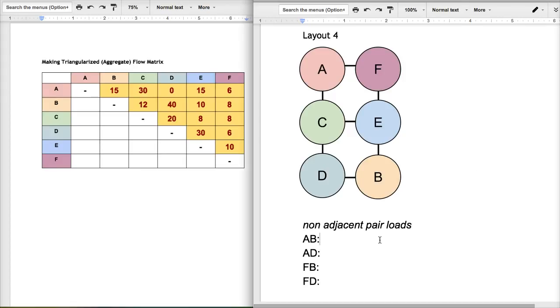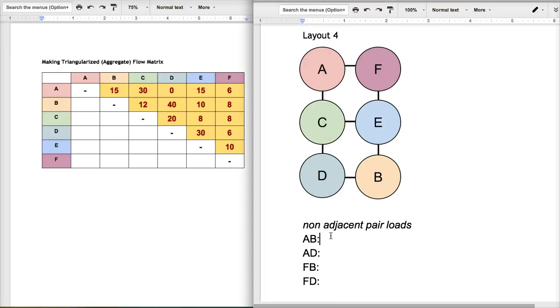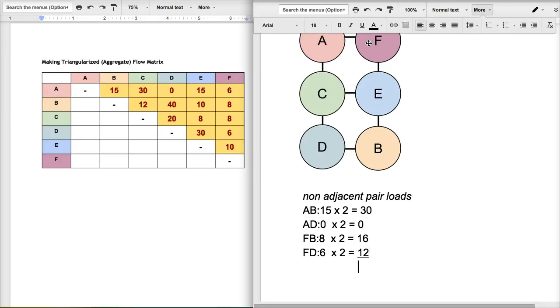And so, summing up the traffic between each of those pairs, taking these numbers from my triangularized flow matrix, I've got A and B is 15, A and D is 0, F and B is 8, F and D is 6. All of those non-adjacent pairs are 2 apart, so multiply them all by 2. Get the results. They are 30, 0, 16, and 12. And get the sum. It gives us a total of 58.